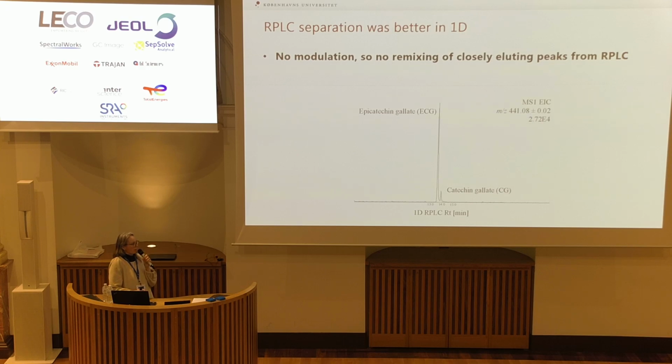We also had quite significant peak broadening for that simple reason that the 2D LC system was 1 meter away from the mass spec. So you shouldn't do that. Yeah, it was nice to have this additional 1D data.